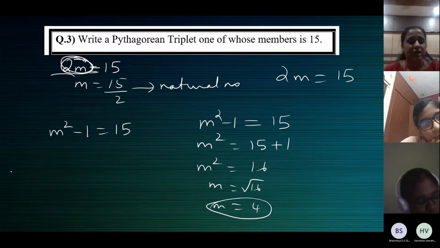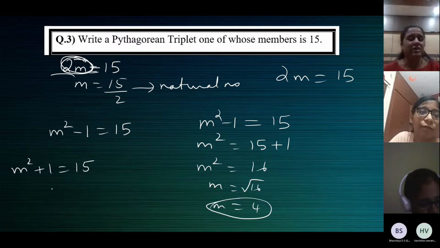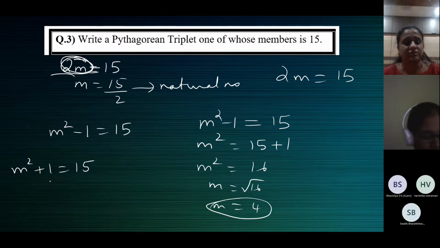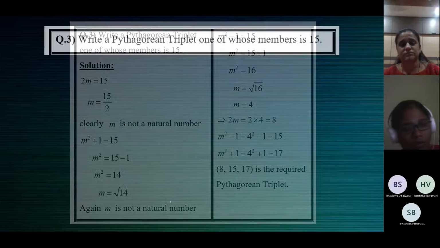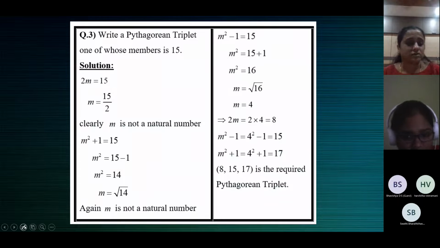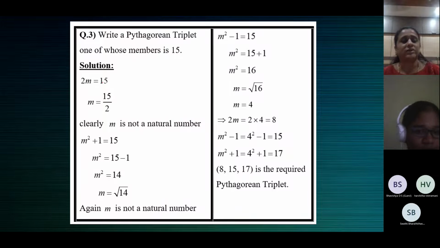You can also equate m square plus 1 to 15 and check. Supposing this member m square plus 1 is 15, then m square is equal to 15 minus 1, m square is equal to 14, m is equal to the square root of 14. Again, not a natural number. Do we understand, children? So that's what it is. When we equate it to 15, m is not a natural number, so this is not possible.